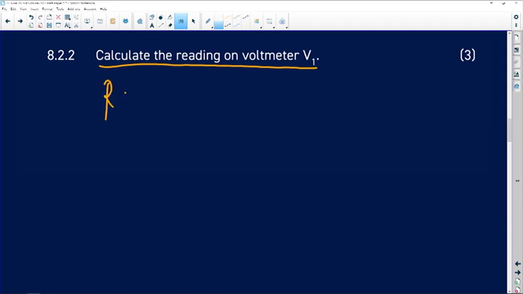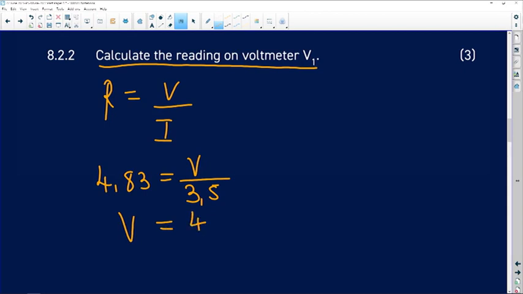R is equal to V over I, because we have the total resistance. So we have R equal to V over I. We have the R that we have just calculated, which is 4.83. So 4.83 equals V, the voltage we're looking for, over the total current for the whole circuit, which is 3.5. Therefore V is 4.83 times 3.5.